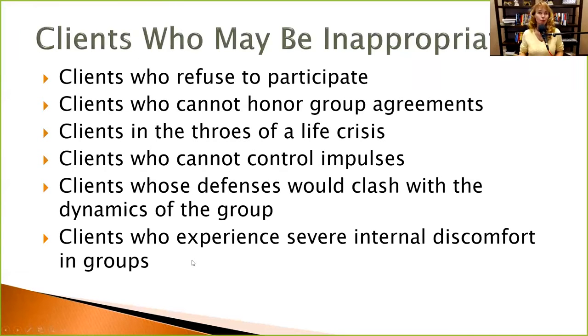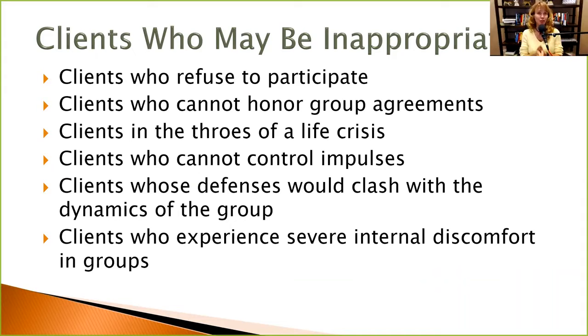So who's inappropriate? There are some clients that are just not going to be appropriate for group, and if you can not have them in group, that is ideal because it can be disruptive. Clients who refuse to participate obviously aren't going to get much out of group if they're just like, I don't need to be here, I don't want to be here.